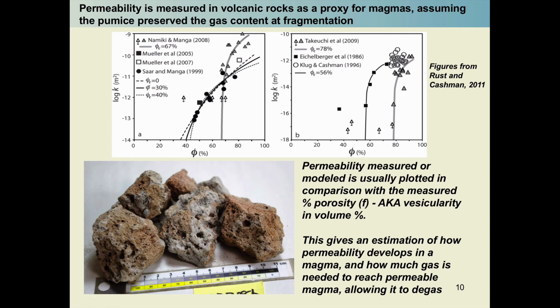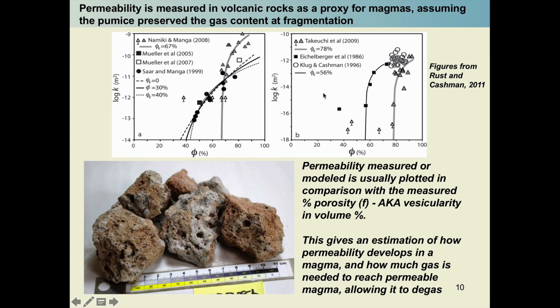So the porosity at which the magmas actually developed some measurable permeability. In this case, percolation or permeability, critical porosity, for these basaltic scoria is around 30 to 40% by volume, whereas for these experiments up here, it's much greater. It's around 70% by volume, 65 to 70%.